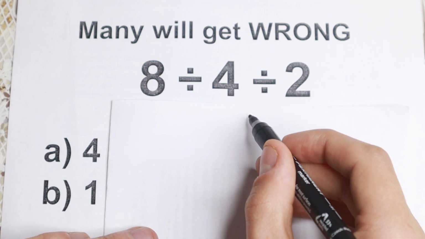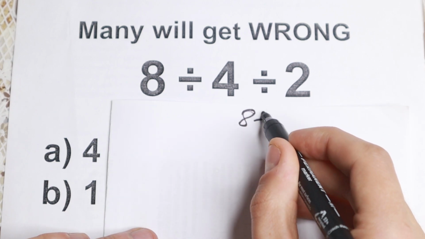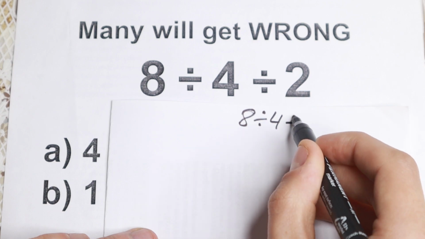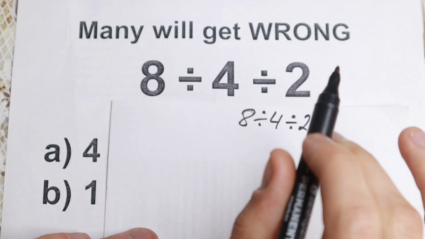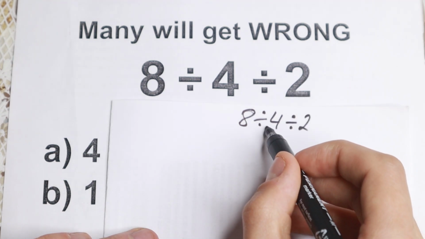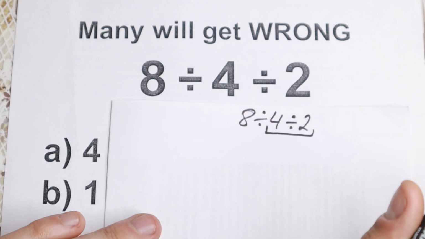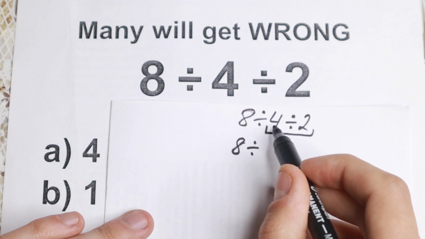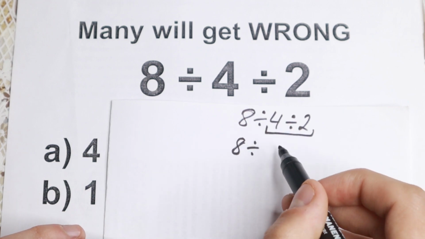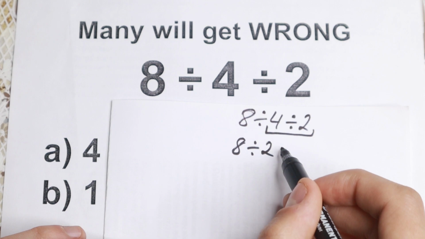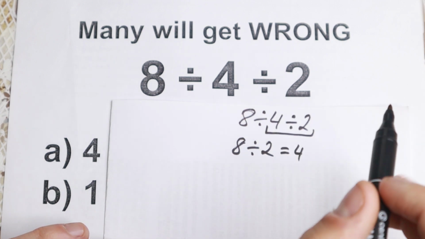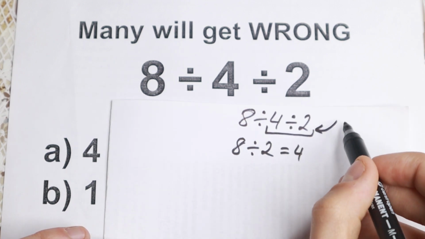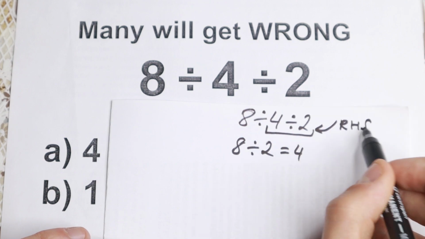So I wanted to rewrite this problem: 8 divided by 4 and divided by 2. As you can see, one part of students divide the right hand side first. So if you divide the right hand side, 4 divided by 2 is equal to 2, and then 8 divided by 2 equals 4. That's if you do the division on the right hand side first.